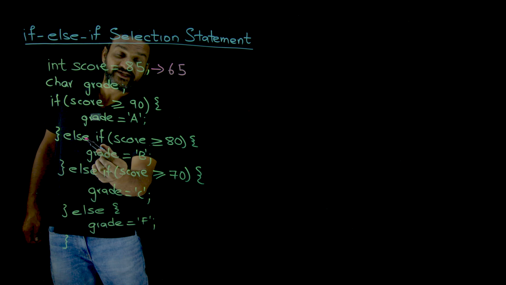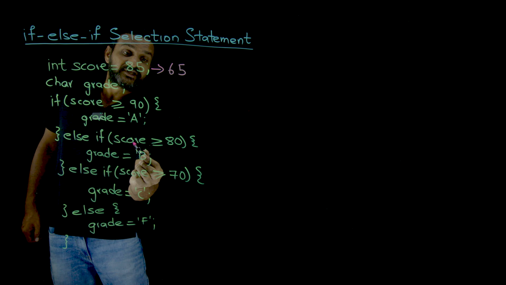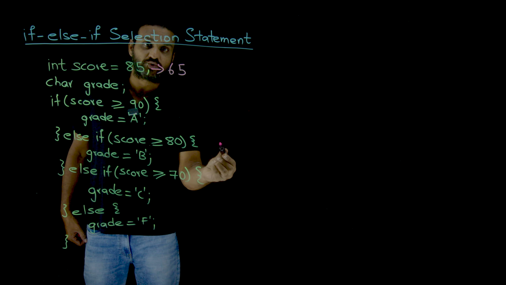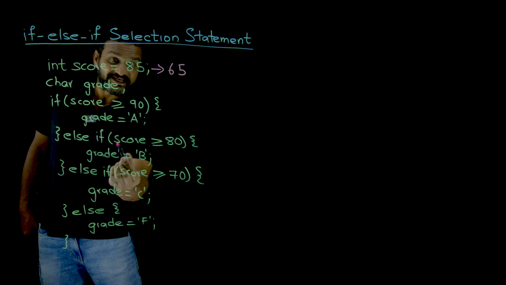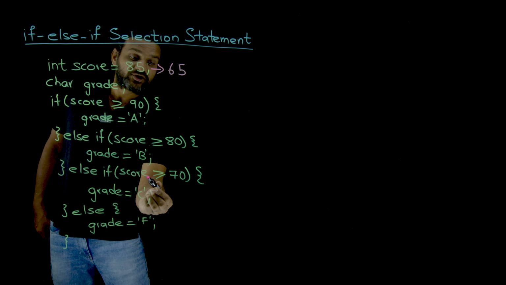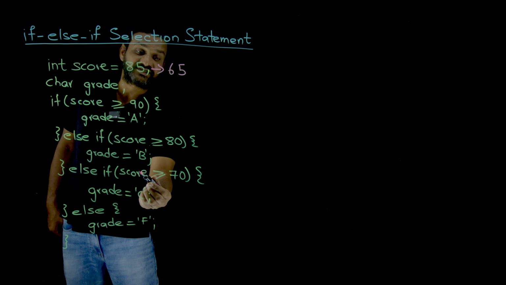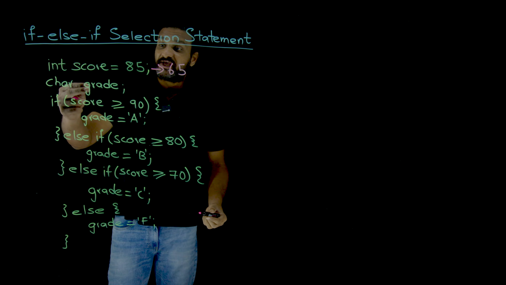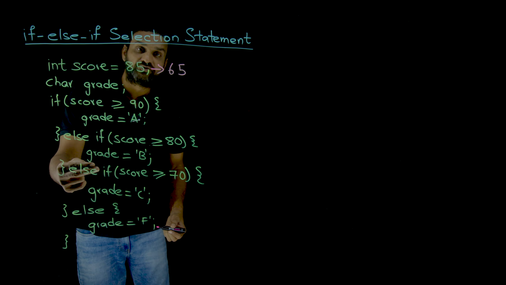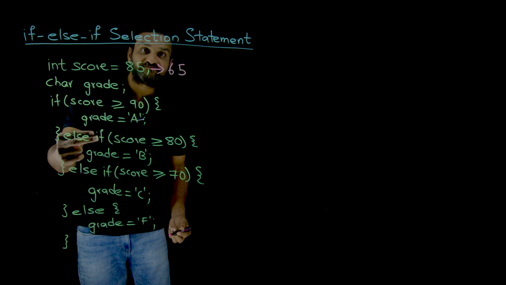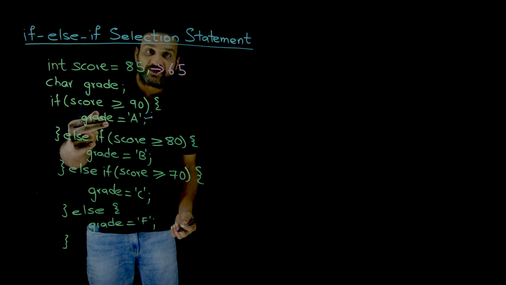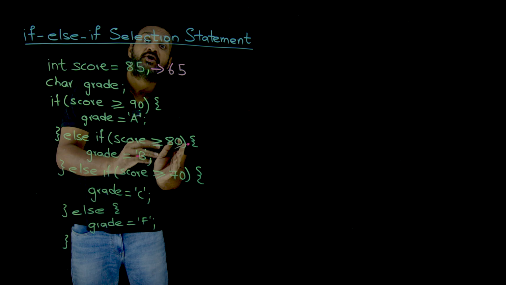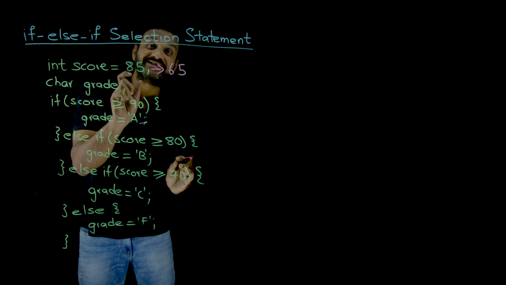So we go into the second option: else if the score is greater than or equal to 80. Is 65 greater than or equal to 80? No, it is not true. So the third option is score greater than or equal to 70. Is 65 greater than or equal to 70? No, it is not true. If any of these multiple options that are available are not true, then we are going to go into the default option, which is provided within the else statement.